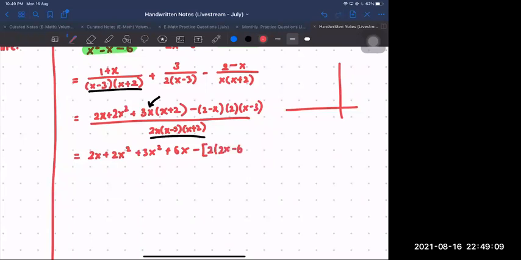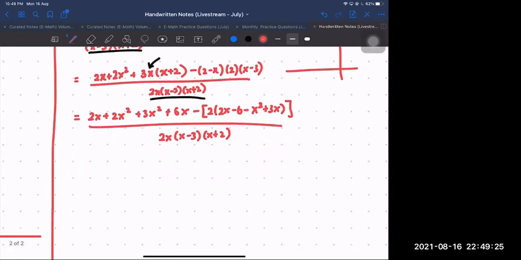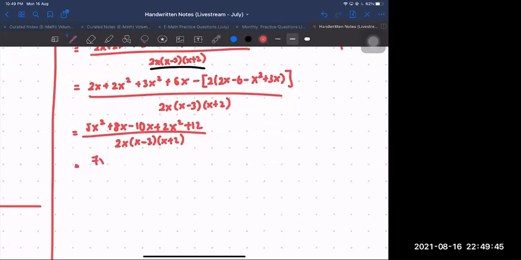2x minus 6 minus x squared plus 3x over 2x, x minus 3, x plus 2. I'll answer your question in a while for the denominator one. Sorry, I cannot pronounce your name. And yeah, I need to speed up. Sorry. Okay, so 5x squared plus 8x minus 10x plus 2x squared plus 12 divided by 2x minus 3 plus 2 equals to 7x squared over 2x, x minus 3, x plus 2. Okay, this is the final answer.